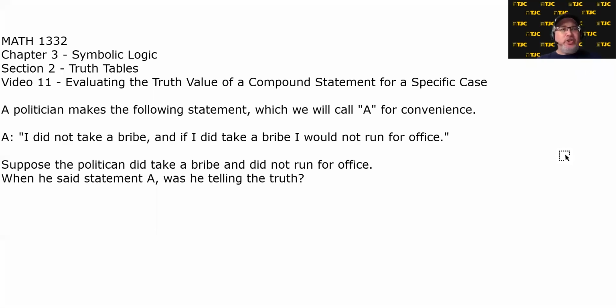Math 1332, Chapter 3, Symbolic Logic, Section 2, Truth Tables, Video 11, Evaluating the Truth Value of a Compound Statement for a Specific Case. In the previous video, I kind of implied there would be two more videos, another truth table for a compound statement made with three simple statements, and then a follow-up. I've decided to go straight to the follow-up.